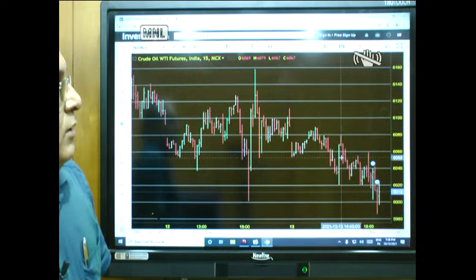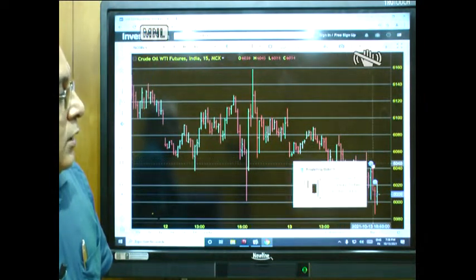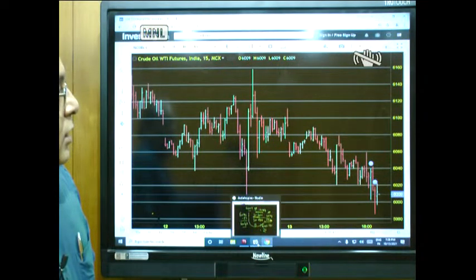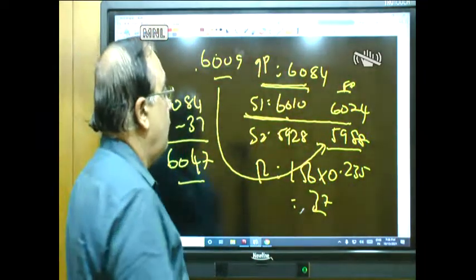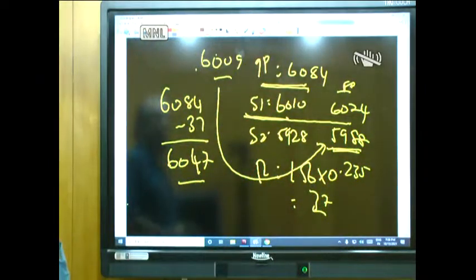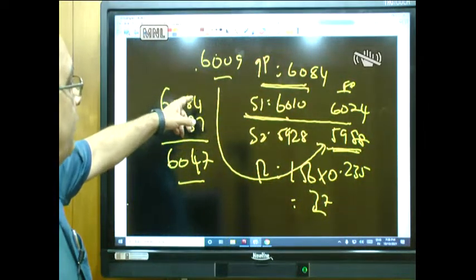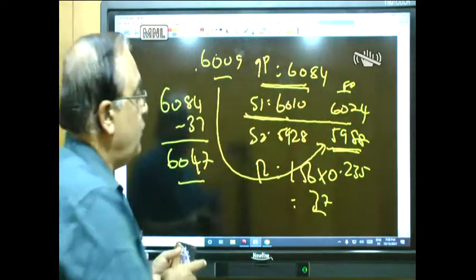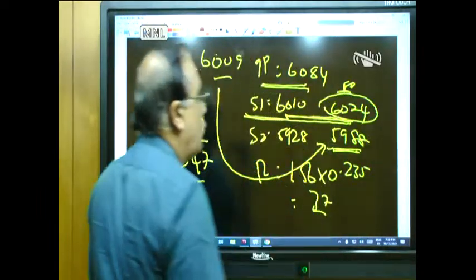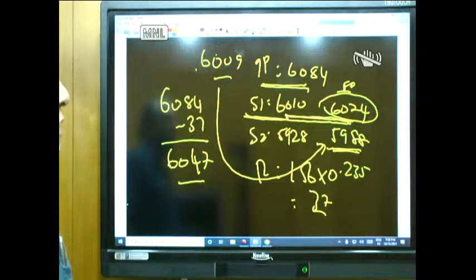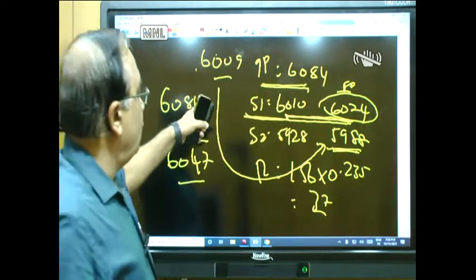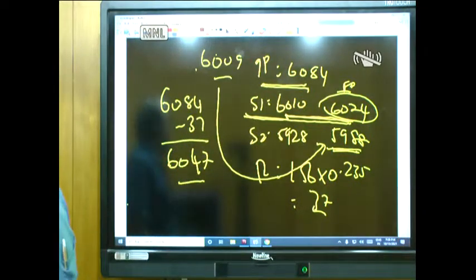Now it has come down closer to the support level, which is 5986. What is the support level that we saw here? Yeah, see here, 5988. So this is one important support level which we talked about. Once it broke 6084, then there was the 6010, 6024 level. So we could have taken even 6024. Once it broke below 6024, we could have kept a stop loss either at 6084 or 6047. Either one we could have kept.